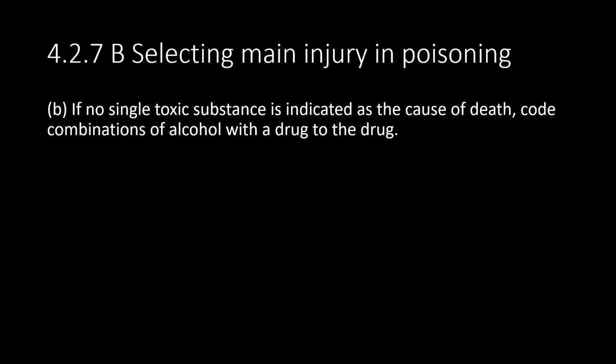Moving on to instruction B under 4.2.7b: if no single toxic substance is indicated as the cause of death, code combinations of drugs with a drug to the drug. Instruction B under 4.2.7b also says, if no single toxic substance is indicated as a cause of death, code combinations of alcohol with a drug to the drug.